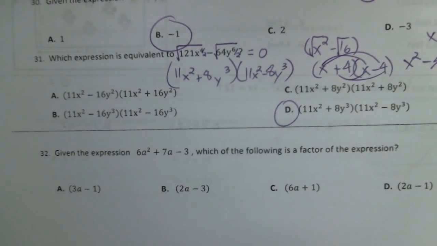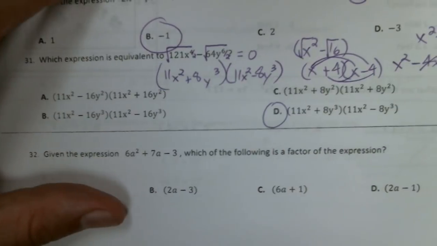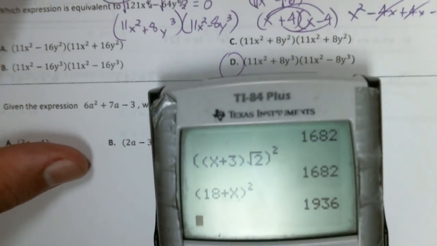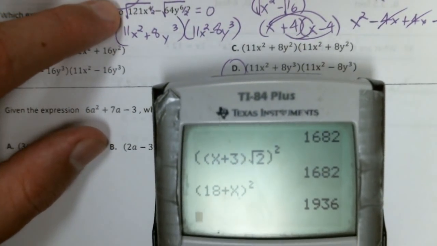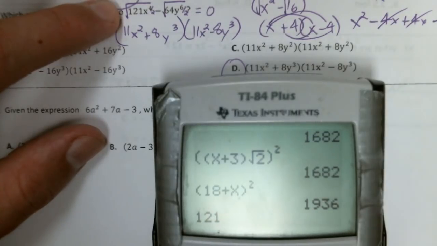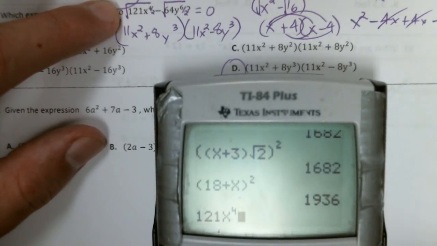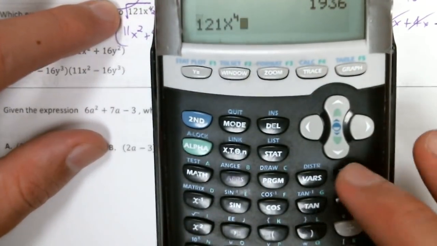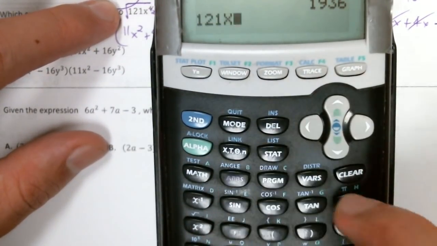Can I check this, boys and girls? You betcha. Let's check it. All right, let's type in the original problem, 121. And as you check these, guys, you'll get faster at it. 121x raised to the 4th. Put my cursor back down. Let me show you what I just did there. 121x raised to the 4th.